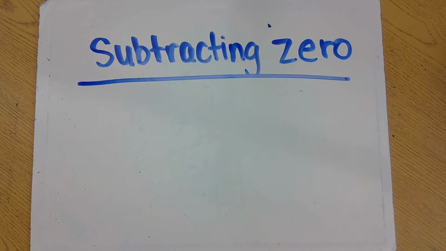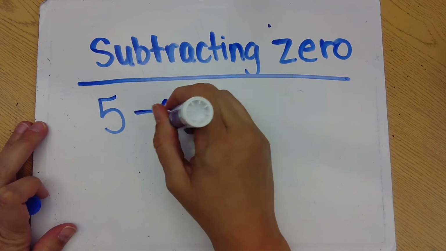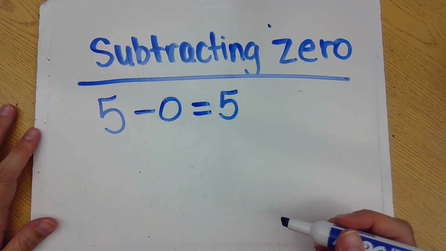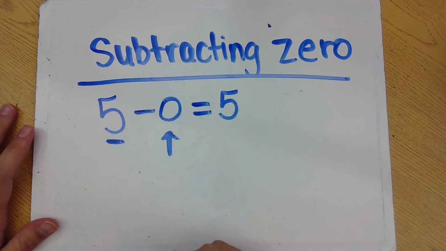The first subtracting strategy is the subtracting zero strategy. The number doesn't change because you didn't take anything away. For example, if you have 5 minus 0, the answer is still 5. Here's my number. I did not take anything away, so my number stays the same.